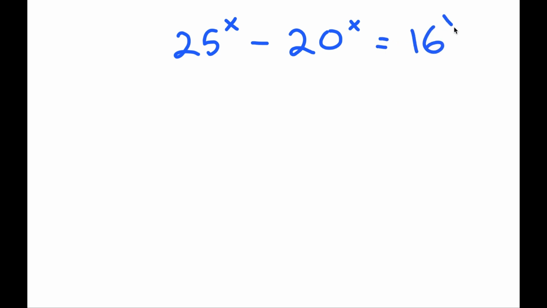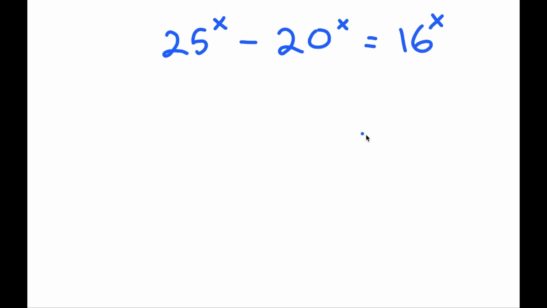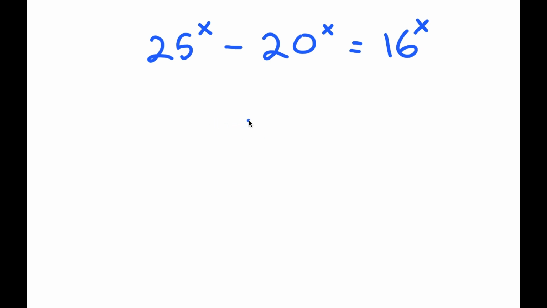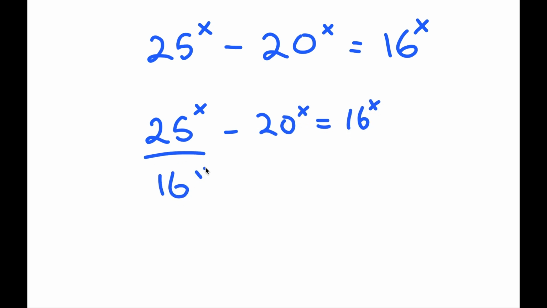Alright, so in this video, I'm going to be solving the equation 25 to the power of x minus 20 to the power of x is equal to 16 to the power of x. So, to solve this, I'm going to first start by dividing every term with 16 to the power of x.